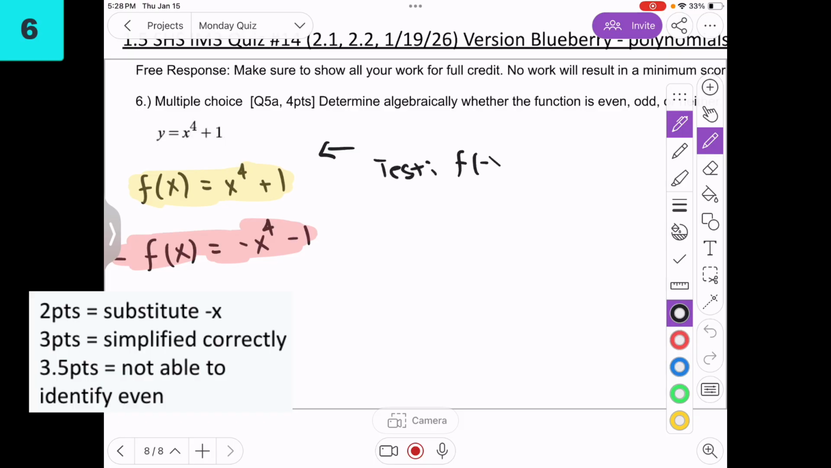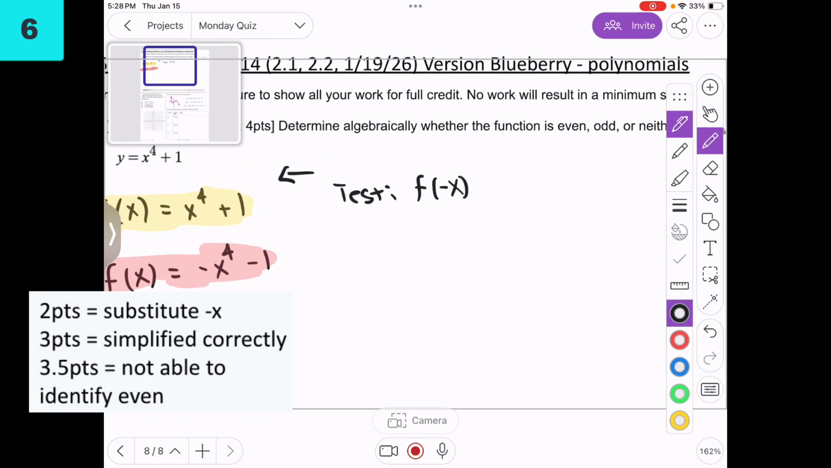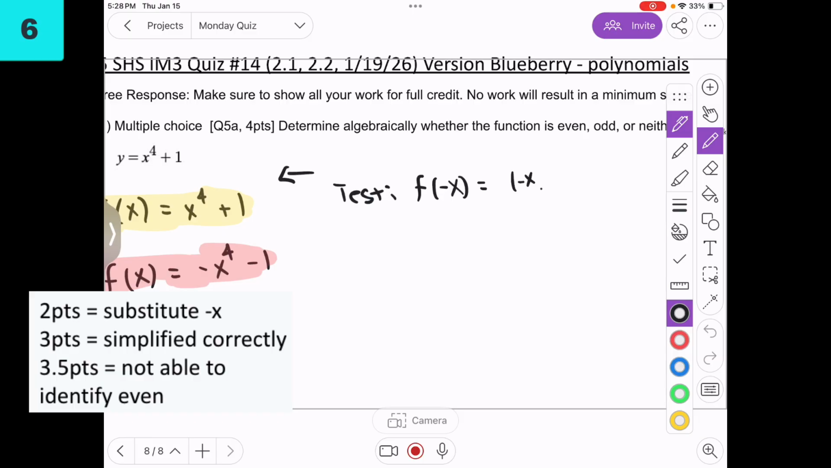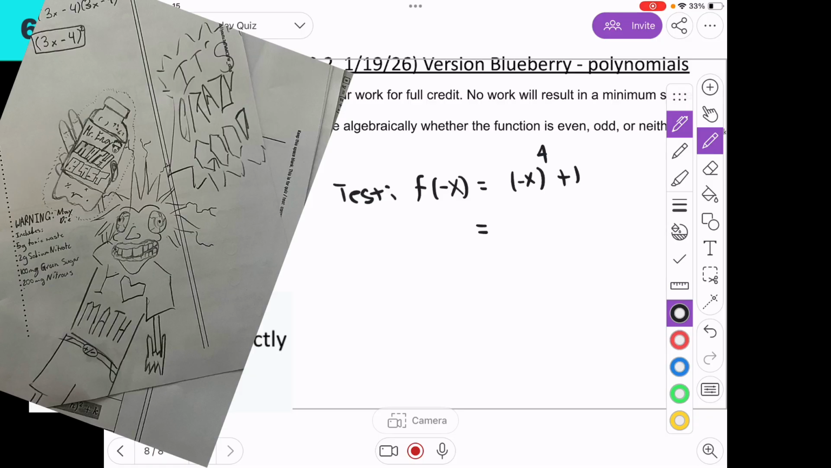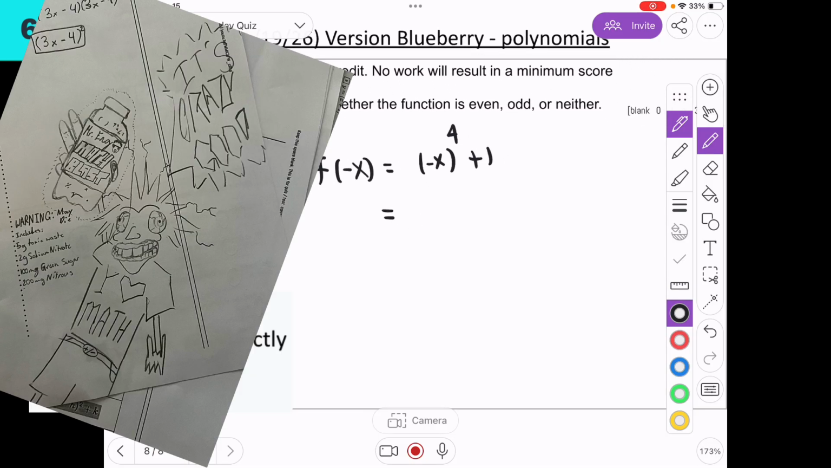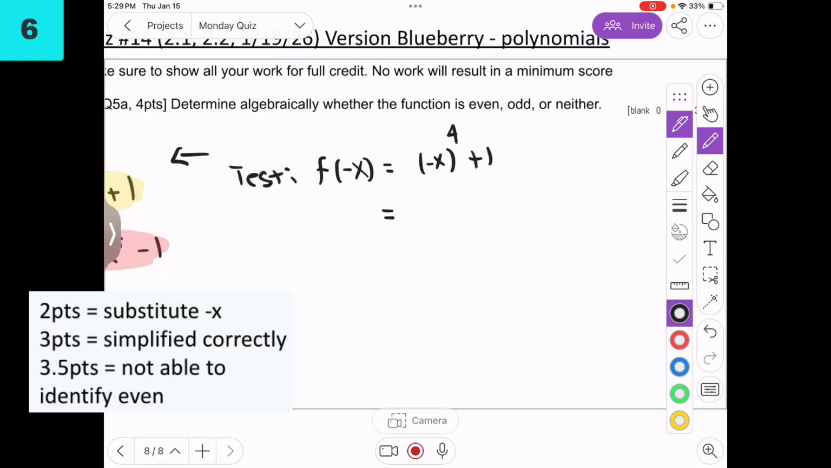When I test, I'm going to plug in a negative x inside it. So anywhere that you saw an x is now turning to a negative x. Now that I plug it in, I want to figure out what this becomes. Anytime you raise a negative number to an even number, it turns positive. My exponent is 4, which is even, so it becomes a positive x to the 4th power.